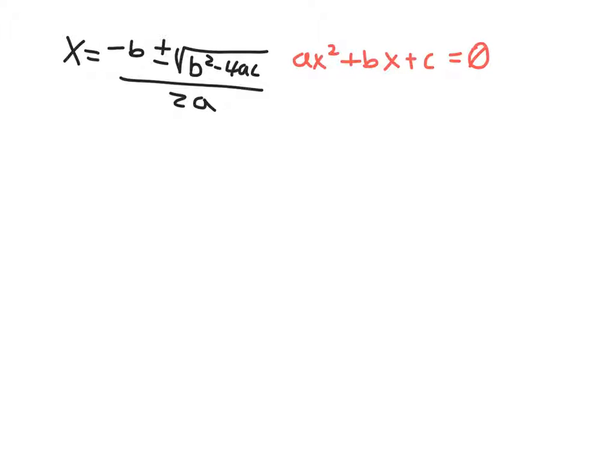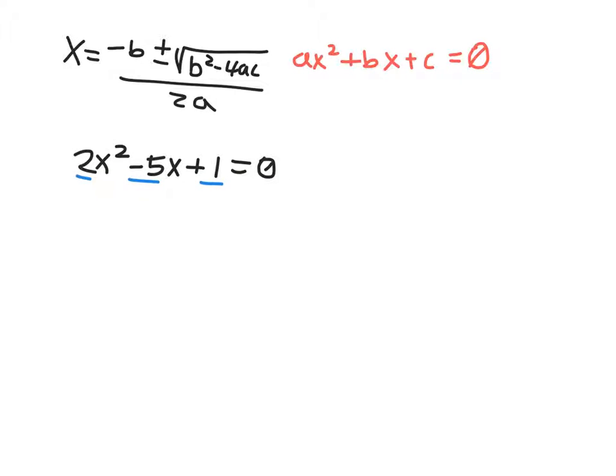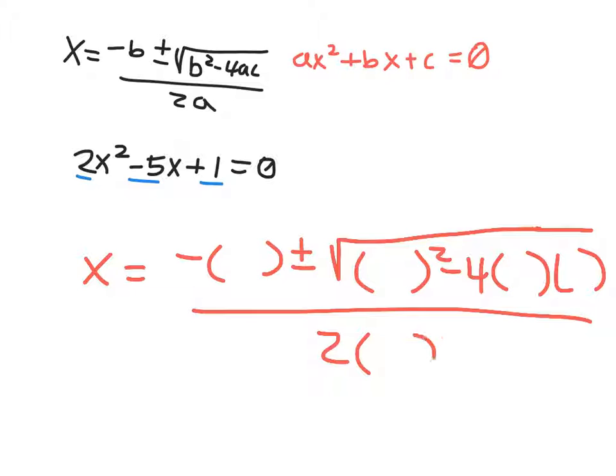Let's look at one of the problems. So here's one of the problems. We've got 2x squared minus 5x plus 1 equals 0. And clearly our A is 2, our B is negative 5, and our C is 1. Now, when using the quadratic formula, I'm a big fan of writing the quadratic formula but drawing empty parentheses where the letters go. This is a really great way of staying super organized and not making careless mistakes when it comes to negative numbers.